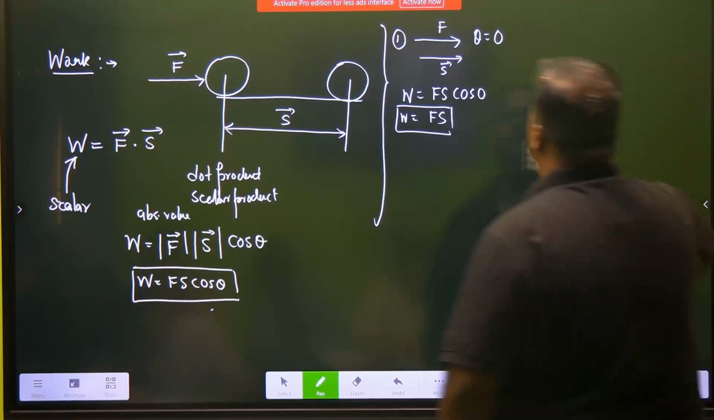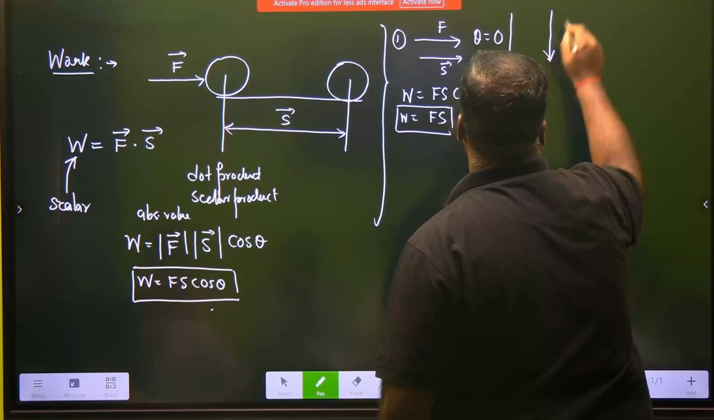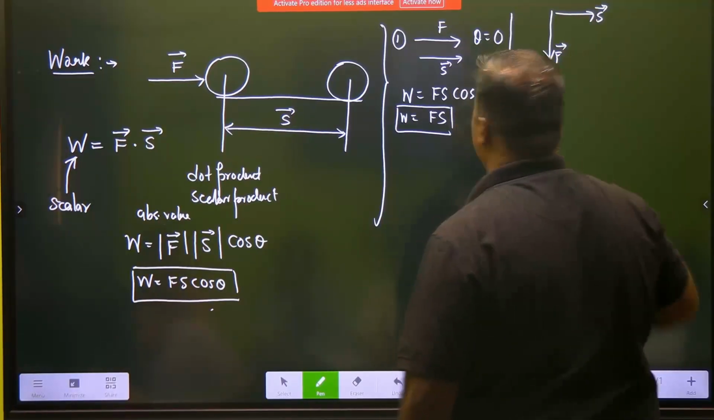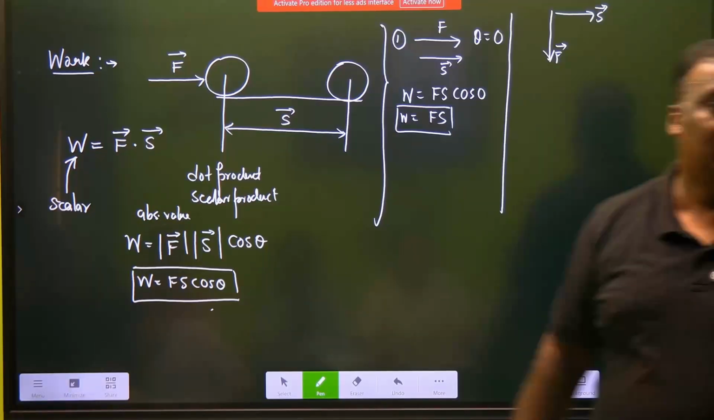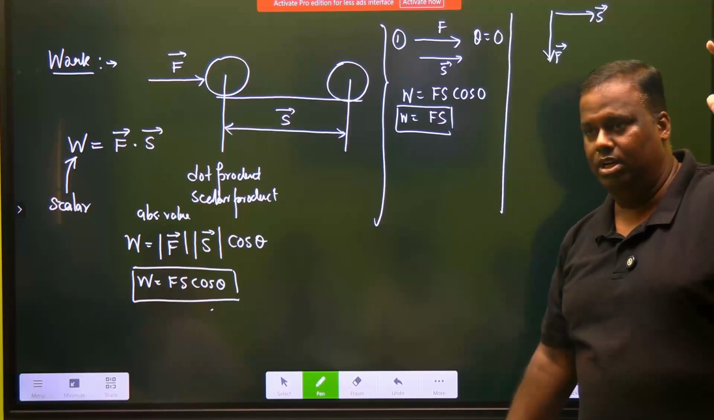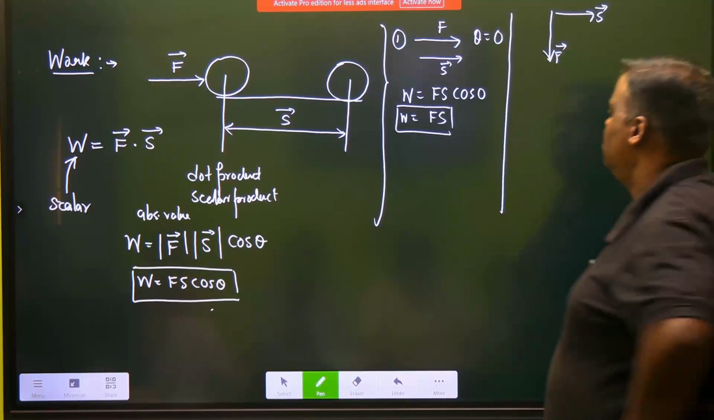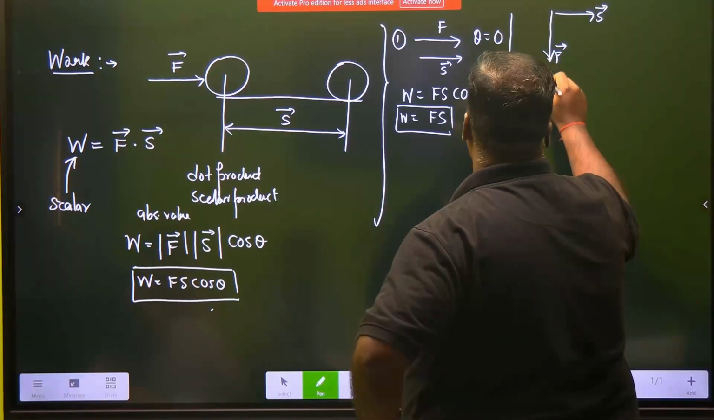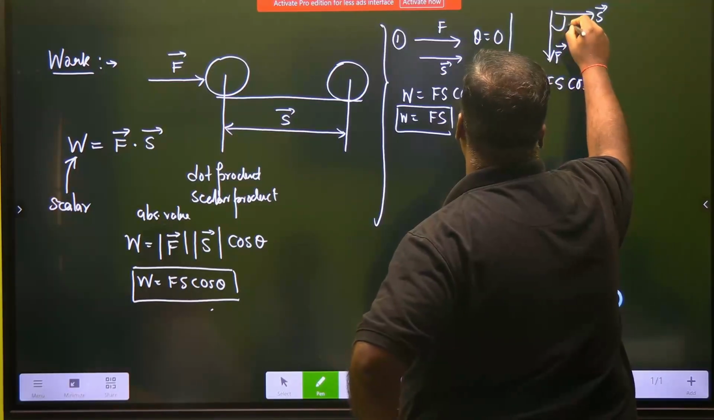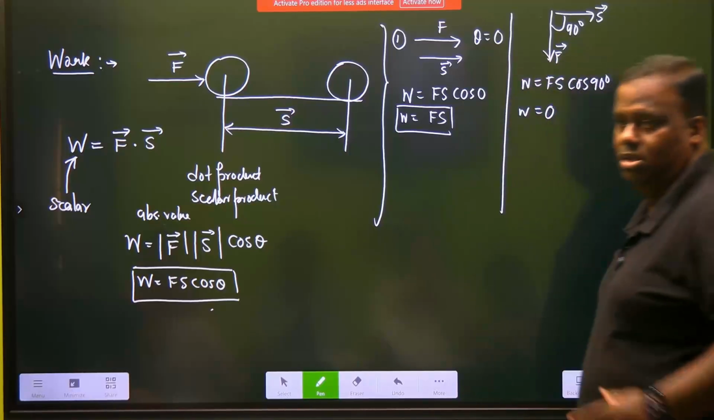Next scenario. Suppose the force is acting in this direction and the displacement is happening in this direction. As I told you, a porter carrying weight on a railway platform. You are carrying weight on your head. So the weight is acting vertically down and you are going perpendicularly straight, right? In this also we will use the same formula. Work is equal to Fs cos 90 degrees, because here the angle made will be 90 degrees and cos 90 is 0. So W becomes equal to 0.